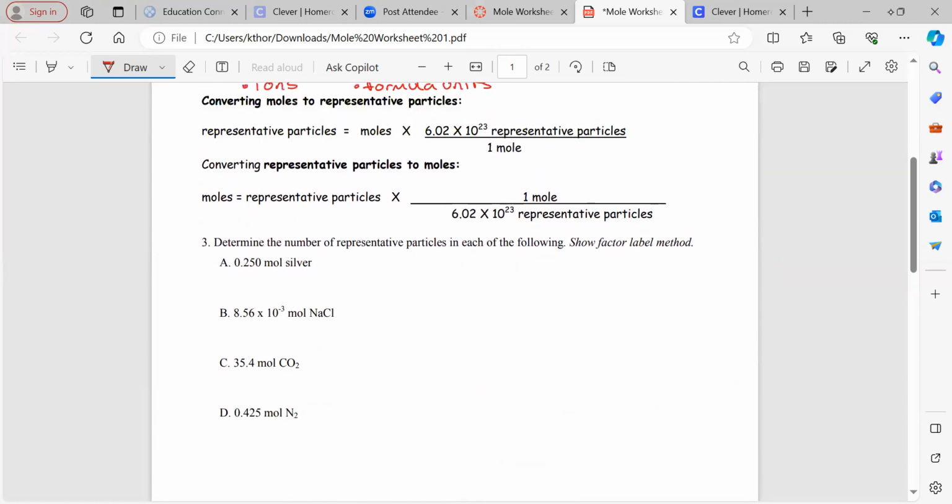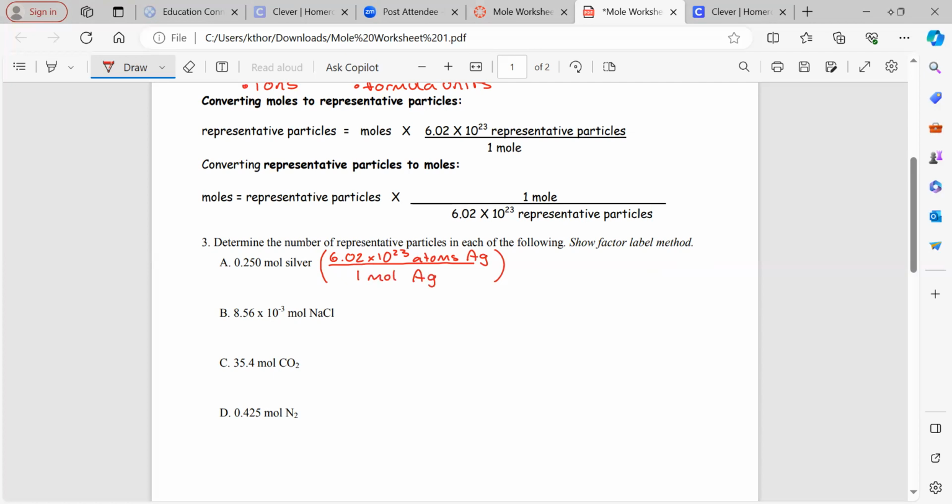Number 3, determine the number of representative particles in each of the following. Show the factor label method. That's basically what we've been doing. It's dimensional analysis. So we start off with 0.250 moles of silver. Your conversion is going to be 1 mole is equal to 6.02 times 10 to the 23rd blanks. Now, we're dealing with silver here. Silver is an atom, so your representative particle is an atom. I'm going to put 6.02 times 10 to the 23rd atoms of silver on top and 1 mole of silver on the bottom.